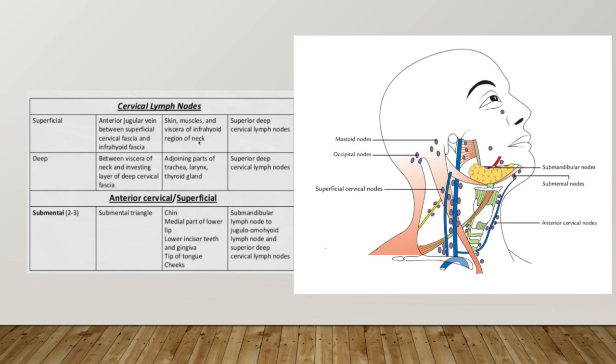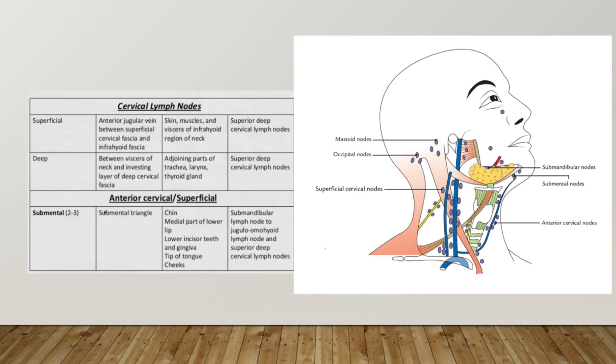It drains the skin, muscle and viscera of the infrahyoid region of the neck. The hyoid bone is here, and this is the anterior jugular vein. So, these are the superficial group of lymph nodes and they drain the infrahyoid region of the neck. This is the hyoid, this is the infrahyoid region. These lymph nodes are called the superficial cervical lymph nodes. From the superficial lymph nodes, they drain into the superior deep cervical lymph nodes, which are seen in this region.